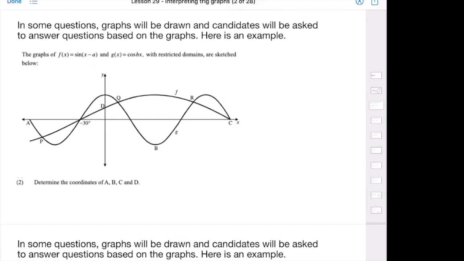Now we want to determine the coordinates of point A, B, C, and D. I would like us to start with point A.